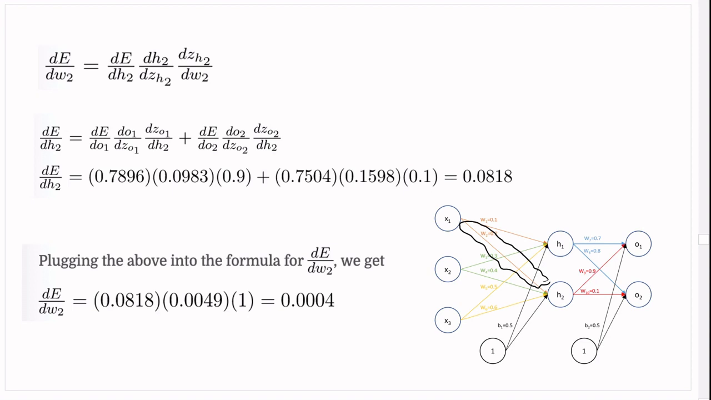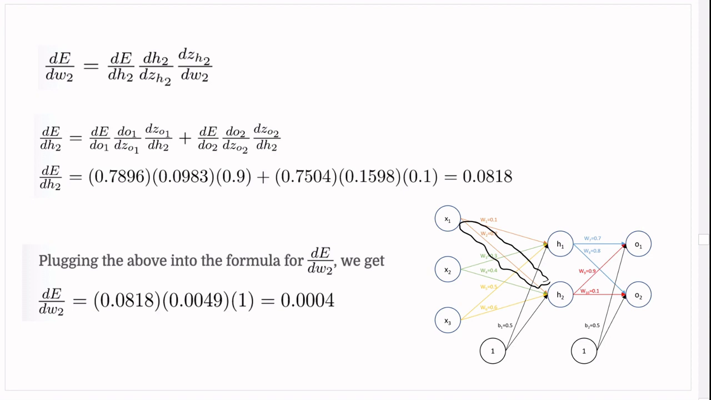And let us see how error is dependent upon this particular weight. So let's look at dE by dW2. You will find that dE by dW2, through chain rule, can be expressed as dE by dH2 times dH2 by dZH2 times dZH2 by dW2.